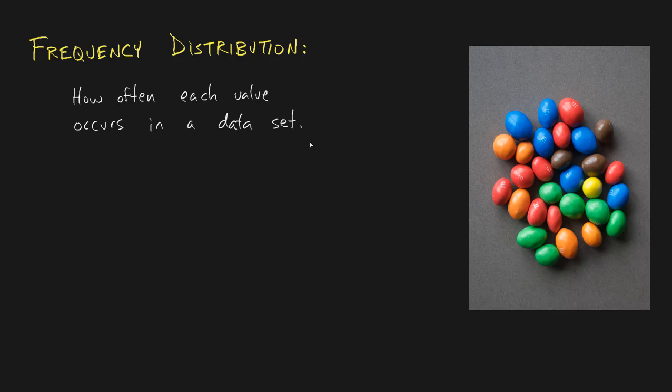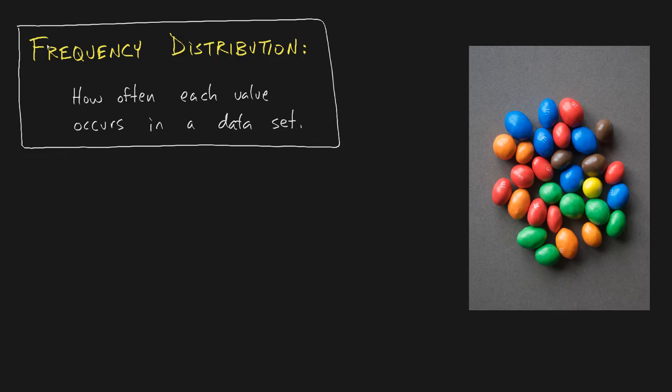A frequency distribution gives you a chance to not simply just present all of your data in its raw form to another person, but instead it boils your data down to how often each value occurs in a data set. So this would be a very simple, straightforward definition for frequency distribution.